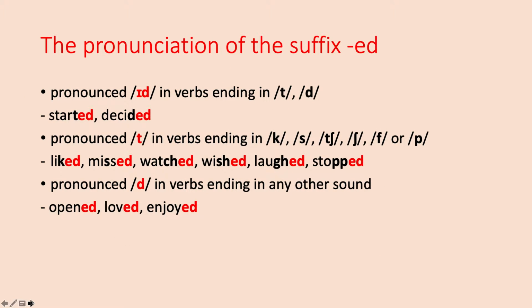Now the suffix -ed is pronounced in three ways. You don't need to memorize the rules because in time you will learn how to pronounce the -ed just by listening to native speakers. But let's have a look at the rules. So -ed is pronounced /id/ in verbs ending in /t/ or /d/, such as started, decided. It is pronounced /t/ in verbs ending in /k/, /s/, /ch/, /sh/, /f/, or /p/: liked, missed, watched, wished, laughed, stopped. And it is pronounced /d/ in verbs ending in any other sound, such as opened, loved, enjoyed, etc.